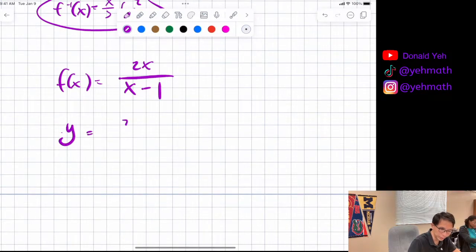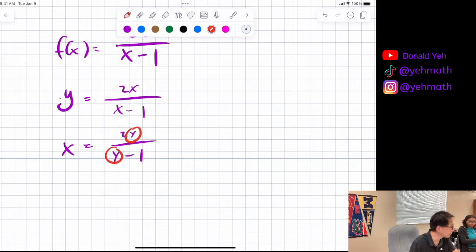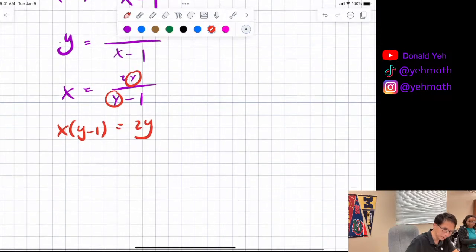y equals 2x over x minus 1. You did that? Okay, just swap. Circle the y that you are solving for. What do you do next? Get rid of the fraction. And y is inside a parenthesis. Go rescue them. They are just inside a parenthesis.